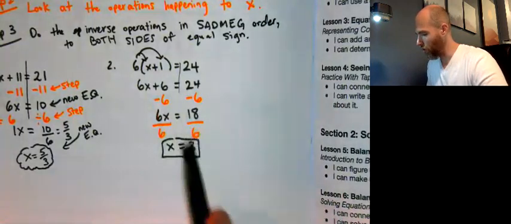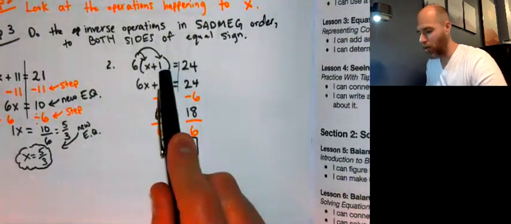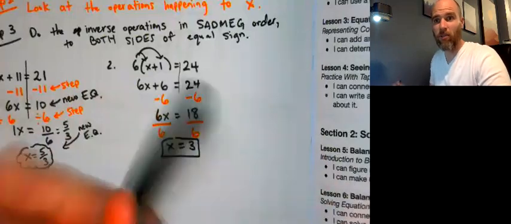So hopefully you put the 3 here. 3 plus 1 is 4. Multiply by 6, you do get 24. That's how you verify your solutions. That's how you make sure you got the right answer, which we did.